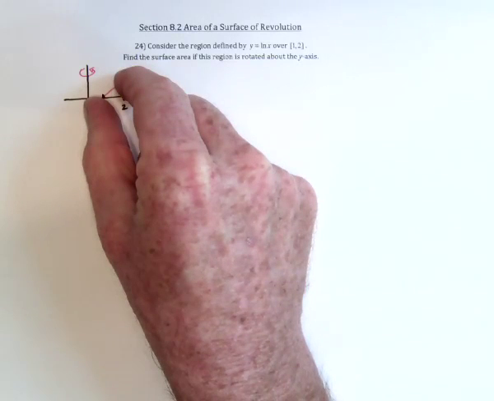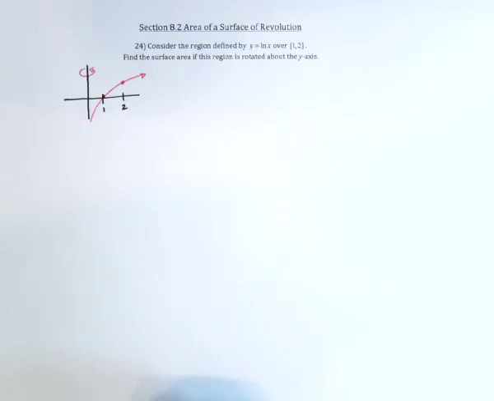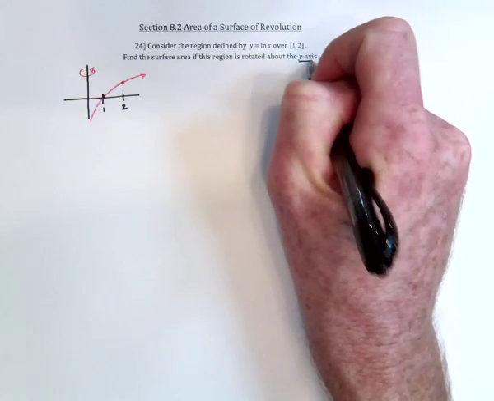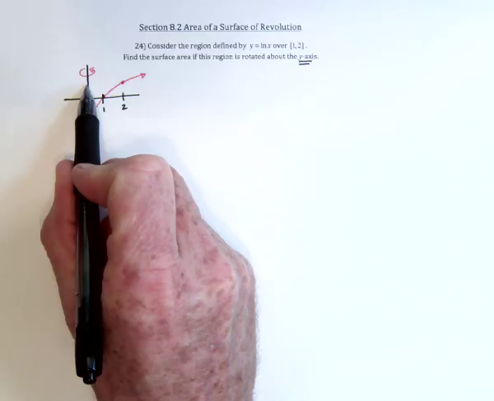So this little piece that's at this angle is rotated around the y-axis, and then we need to find out if we were going to make that out of metal or coat the outside of it out of metal, how much metal would it take? Find the surface area.